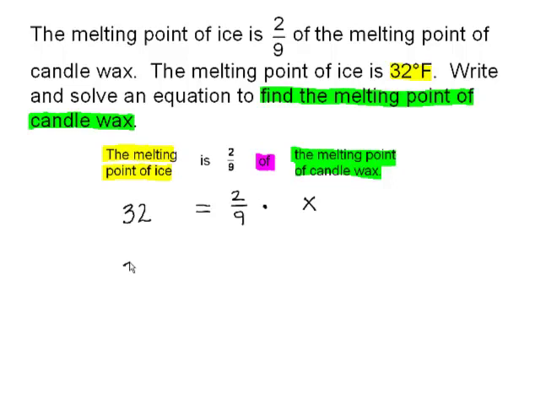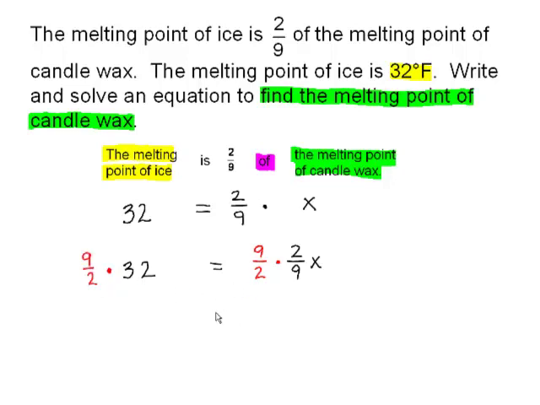So remember, we need to get the variable x by itself. And at this point we have 2/9 times x. So we need to undo the multiplication. To do this, we will multiply by the reciprocal of 2/9. Remember, to find the reciprocal, we invert the fraction, and the 9 is in the numerator and the 2 is in the denominator. Since we multiplied by 9/2 on the right side of the equation, we must also multiply by 9/2 on the left side of the equation.